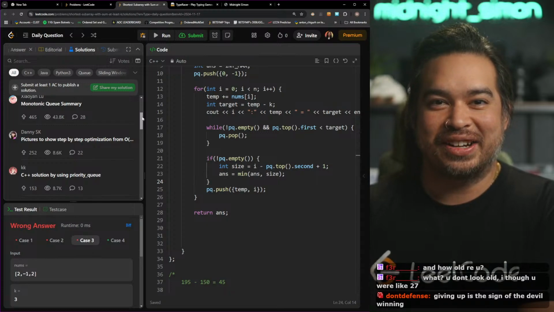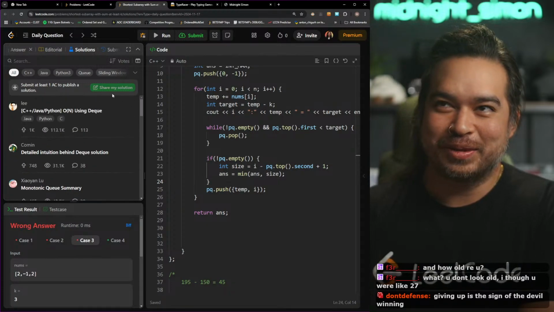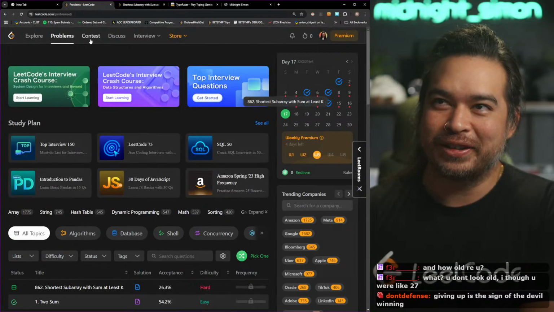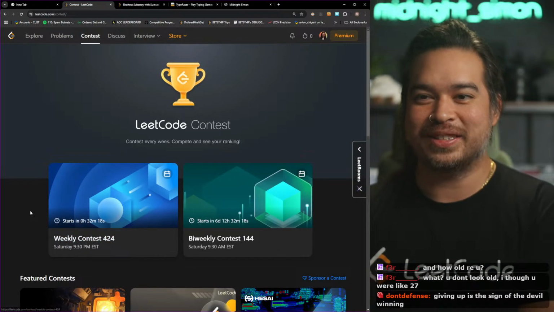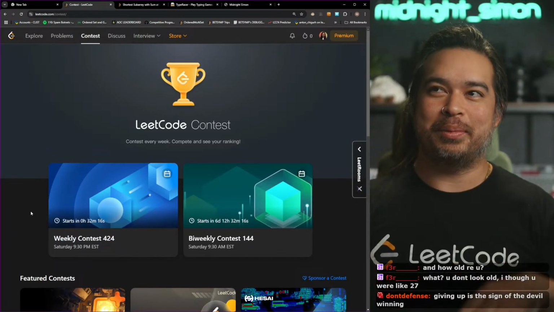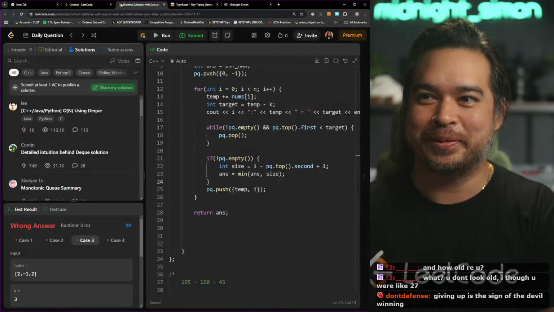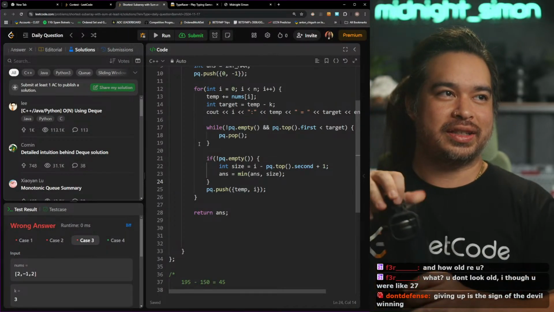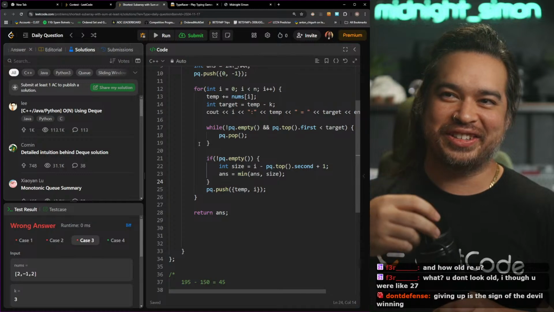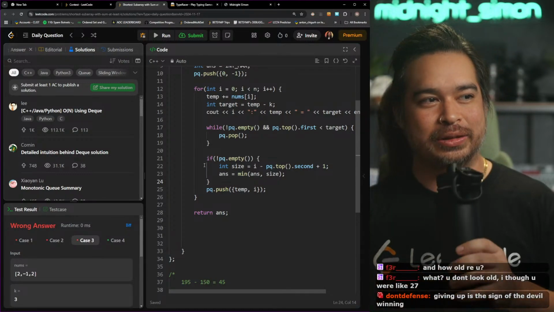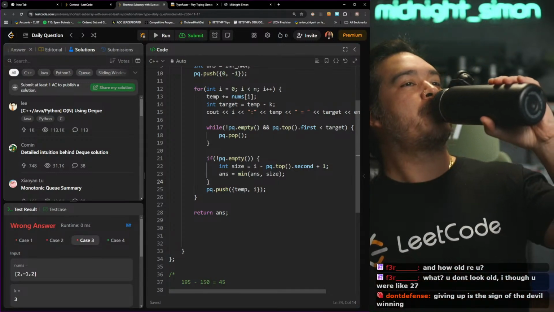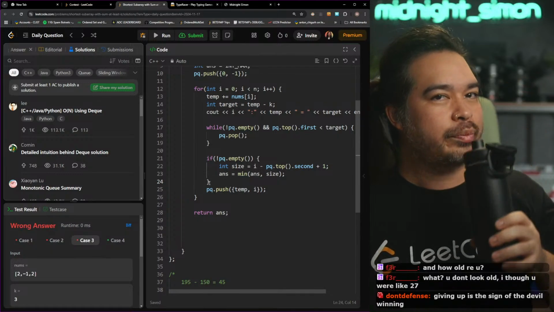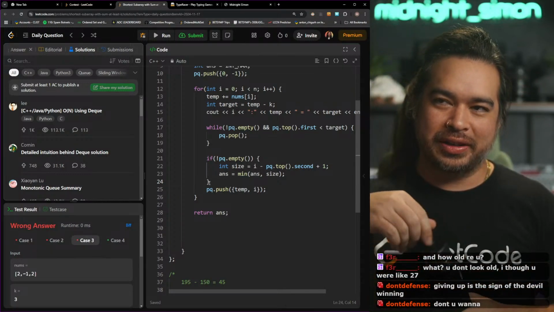Giving up is a sign of the devil winning. Don't defense. We got a contest coming up in 30 minutes. I don't have time to be spinning up my brain on that problem right now, you know. I want to be fresh for the contest. But yeah, also I haven't been really feeling LeetCode lately. Maybe because the contests have been so hard.